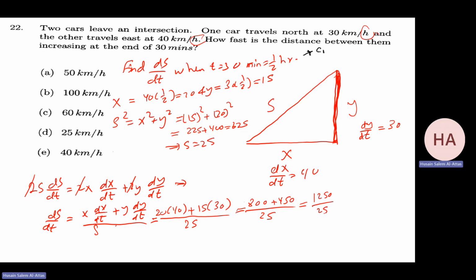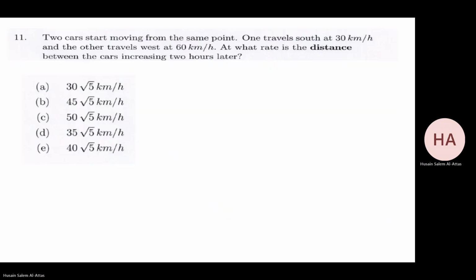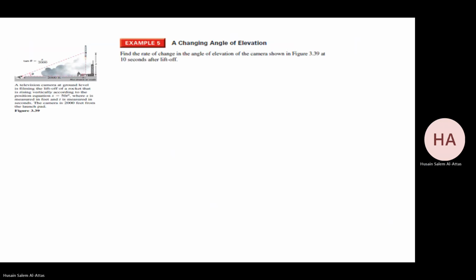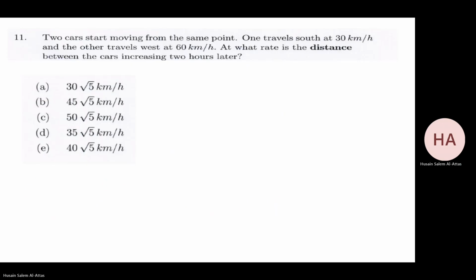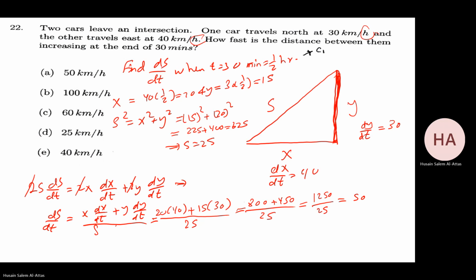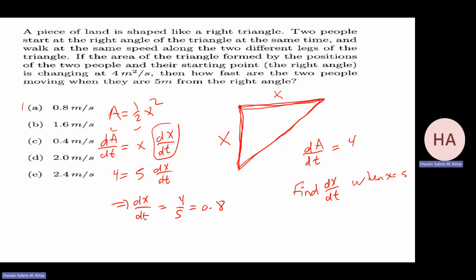1,250 over 250, 25, which is 50. Okay. Two cars are moving, still okay. The same idea. Actually, we have 1, 2, 3, 4. I leave this. What is this one? There's nothing there. This is correct.